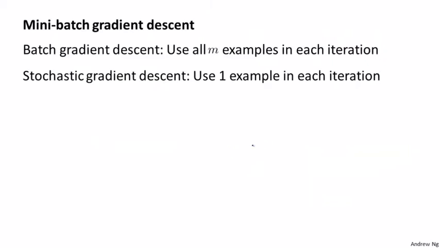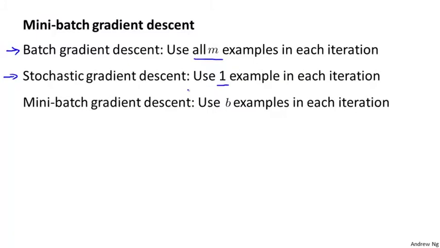To summarize the algorithms we've talked about so far, in batch gradient descent, we will use our m examples in each iteration, whereas in stochastic gradient descent, we will use a single example in each iteration. What mini-batch gradient descent does is somewhere in between. Specifically, with this algorithm, we're going to use b examples in each iteration, where b is a parameter called the mini-batch size. So the idea is that this is somewhere in between batch gradient descent and stochastic gradient descent, and it's just like batch gradient descent, except that we're going to use a much smaller batch size.